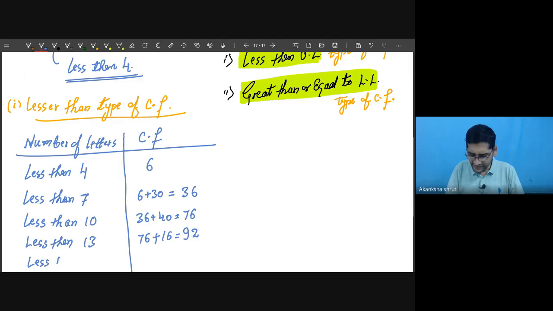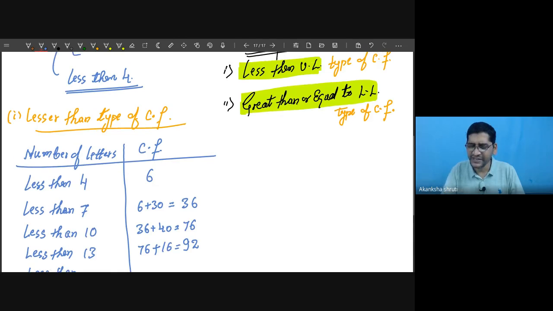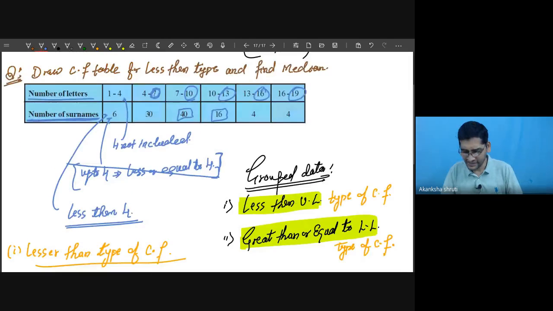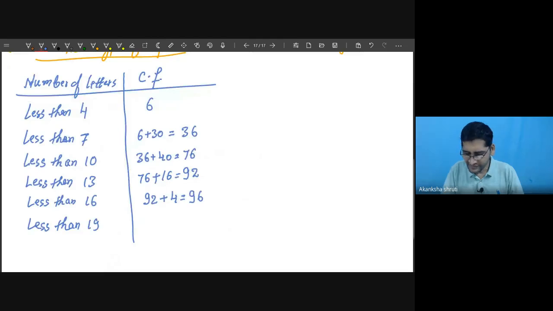Then again the next one is less than 16, where 4 is there. So this includes the 92 up to 13. Then 4 more is for the interval from 13 to 16. So add this, it becomes 96. Next one is less than 19, the last limit, and it is also 4.